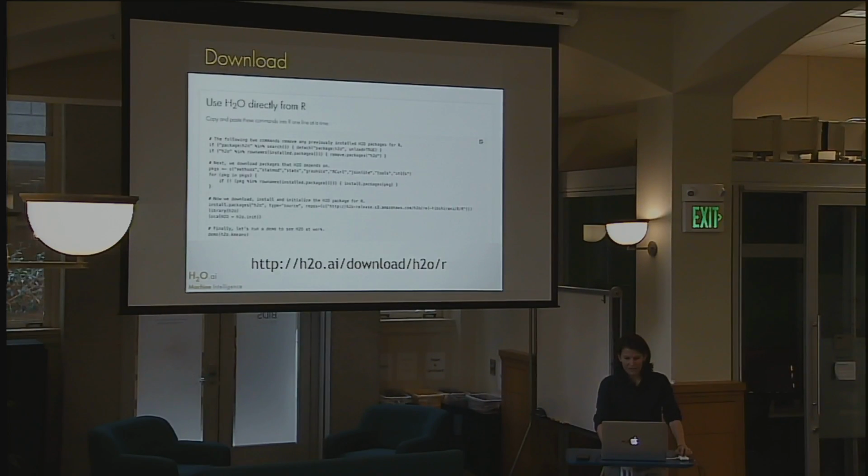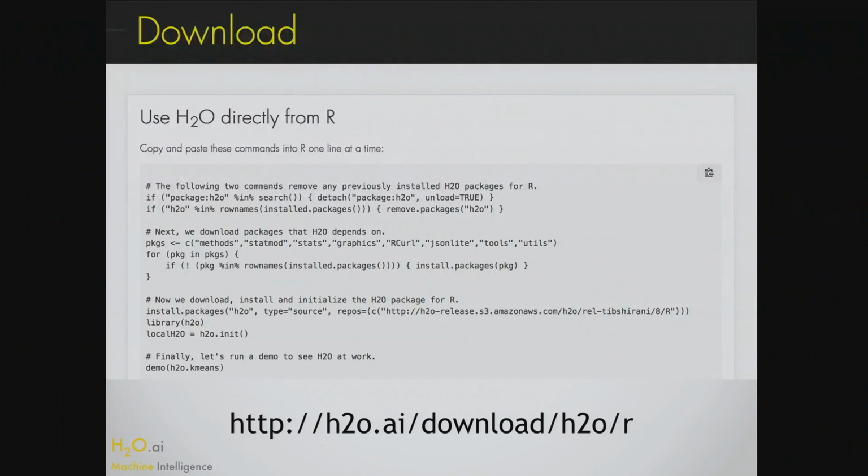So if you go to this place on our website, this is where it will always have the latest stable release. And this is really the only line that you need, the install.packages line. The other lines are just guaranteeing that you overtly install all the dependencies and then remove the H2O package if it already is there.